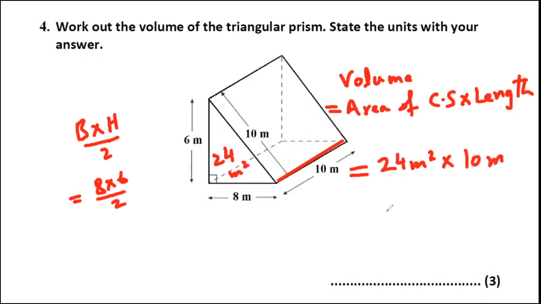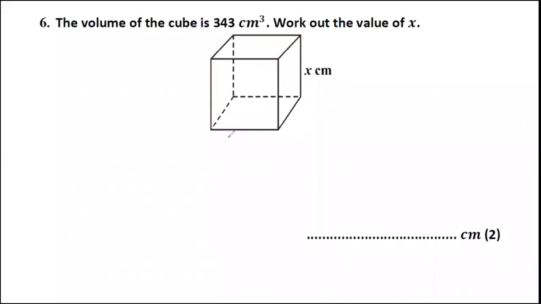And 24 times by 10 is 240. And never forget, the unit will be cubed, so meters cubed. The final answer is 240 meters cubed. Right, moving to question number six, it says the volume of the cube is 343 centimeters cubed. Work out the value of x.